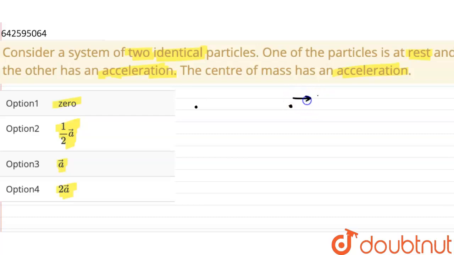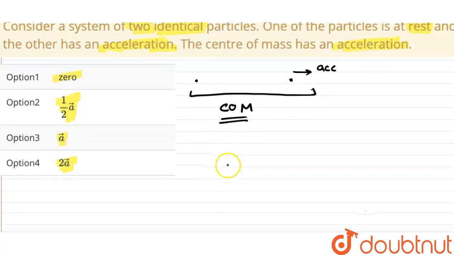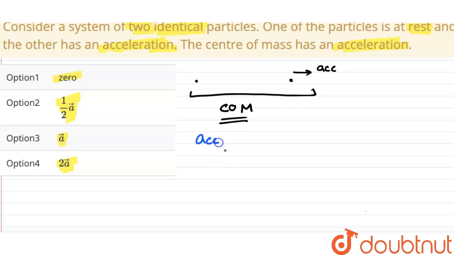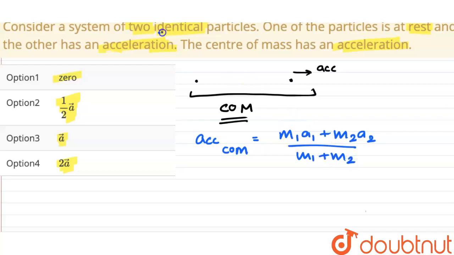So it is given that one particle is at rest and another particle is moving with some acceleration. Now we need to find the acceleration of the center of mass. In this question we will simply use the formula: acceleration of center of mass equals (m1 a1 plus m2 a2) upon (m1 plus m2). It is given that these particles are identical, therefore m1 equals m2.